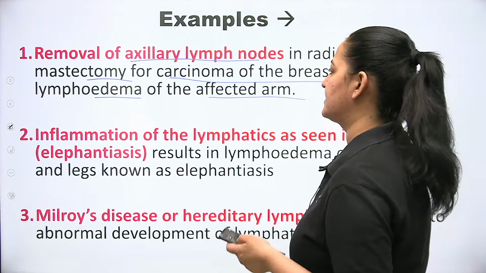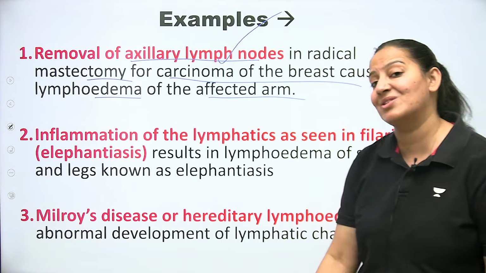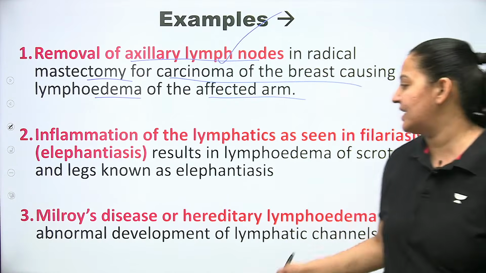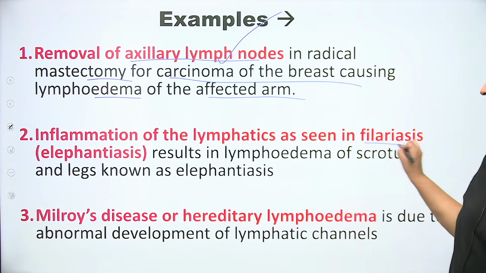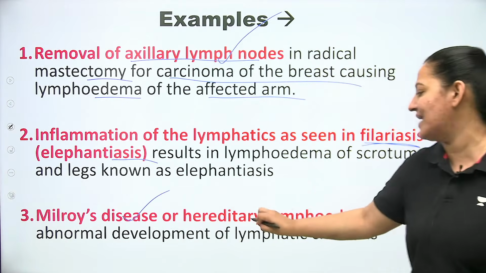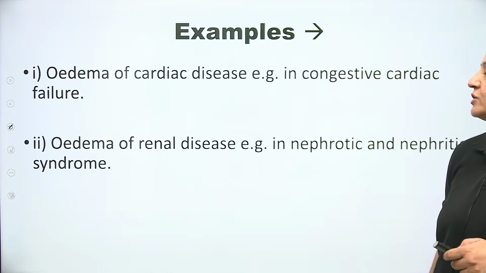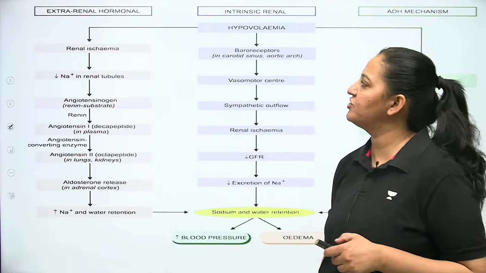So I have given you three examples. The three examples are in front of you. The first is the breast cancer surgery, where axillary lymph nodes are removed. The second is Wuchereria bancrofti, that is filaria, causing elephantiasis of the leg. And third is Milroy disease, that is hereditary lymphedema. So these are the three examples of lymphedema, right? So the fourth reason is sodium water retention.